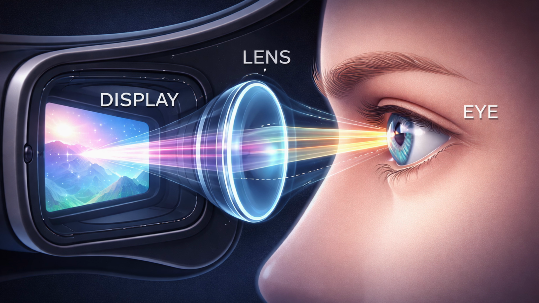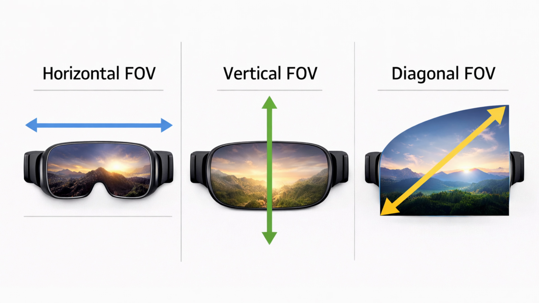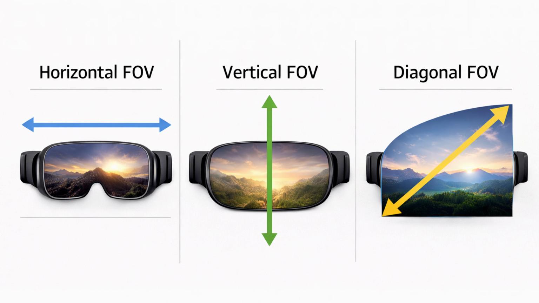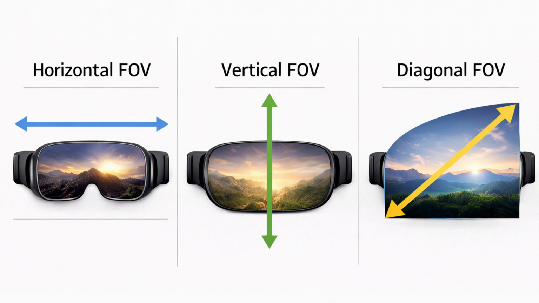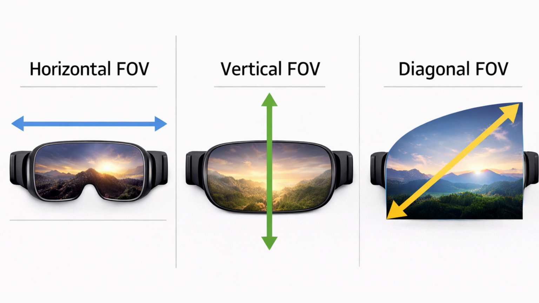of displays and lenses. Horizontal FOV describes the width of the visible image, vertical FOV the height, and diagonal FOV the line from the upper corner to the opposite lower corner of the image. While I generally find horizontal and vertical FOV values useful for basic orientation, diagonal FOV can be quite tricky.